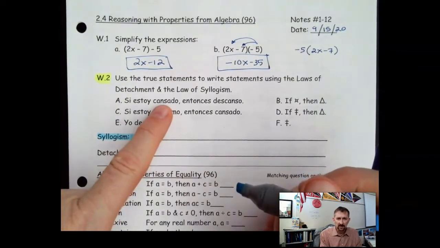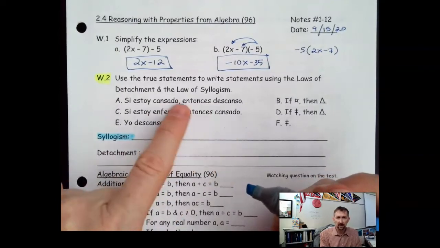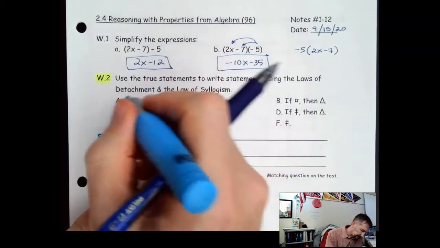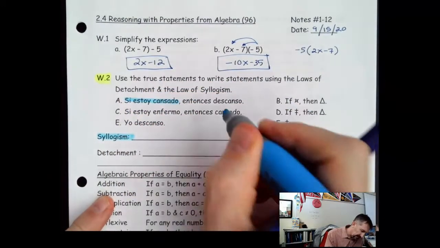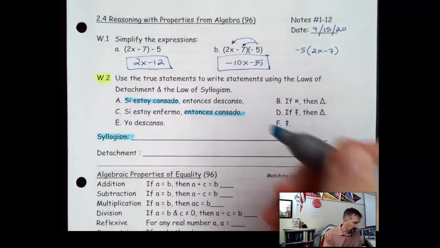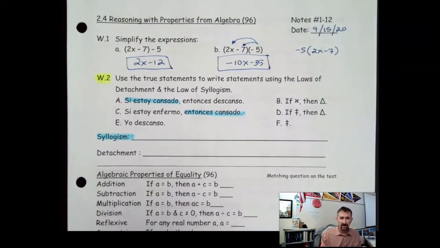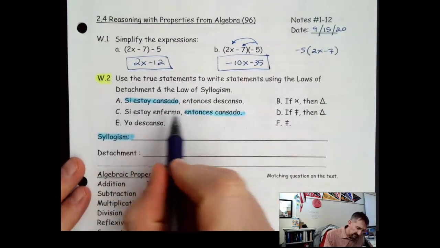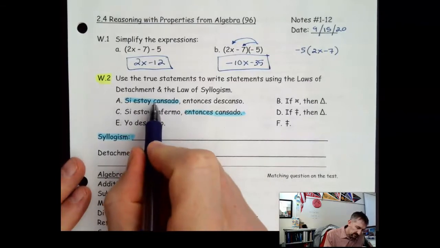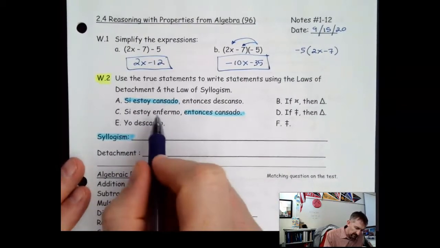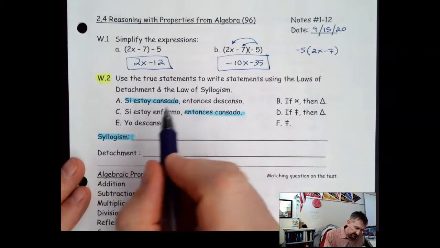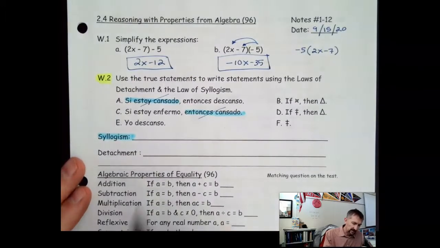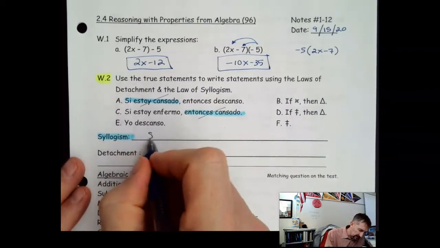So I see cansado and cansado here, so those two are the same. I want to take the parts that are the same and I want to eliminate them. So we're saying this, then this, this, then this. So A to B, B to C, we can go directly from A to C. So we can basically cancel those out and we just write down what's left.